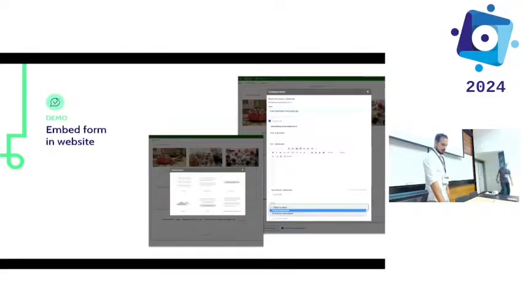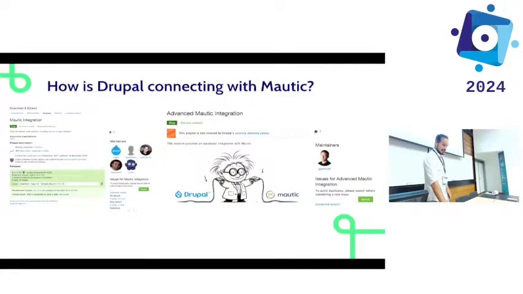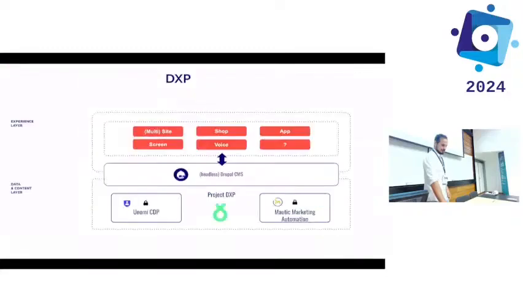And then, yeah, of course, you can embed your forms in your Drupal website, and there are two modules: simple integration and advanced integration. And then, yeah, basically you get the simplest version of your DXP because you're capturing data. You're capturing all the clicks. You're capturing the behavior. So you could say you have the most minimal implementation of a DXP when you combine Mautic and Drupal.